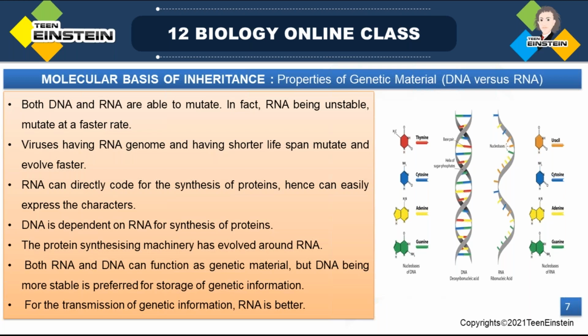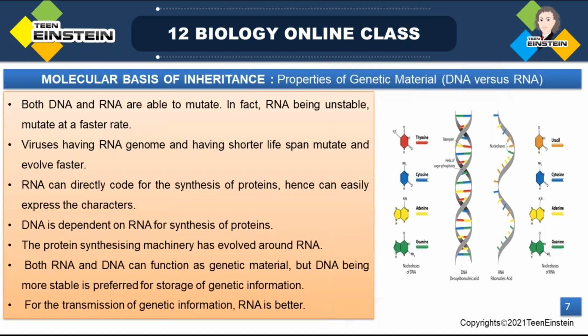So viruses having RNA as the genetic material have a short lifespan, and the mutation is faster, so the evolution is faster. That's why in COVID, in the case of corona, you can see more mutated forms.